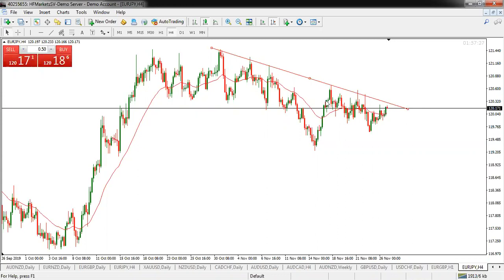So how do you draw the line? Pick this slant line and drag it from one side of the chart to the other, and there you have it. Let me do it again. I pick the line, drag it from here to here, and I can adjust it after drawing. I can move it up or down anywhere, anyhow I want it.